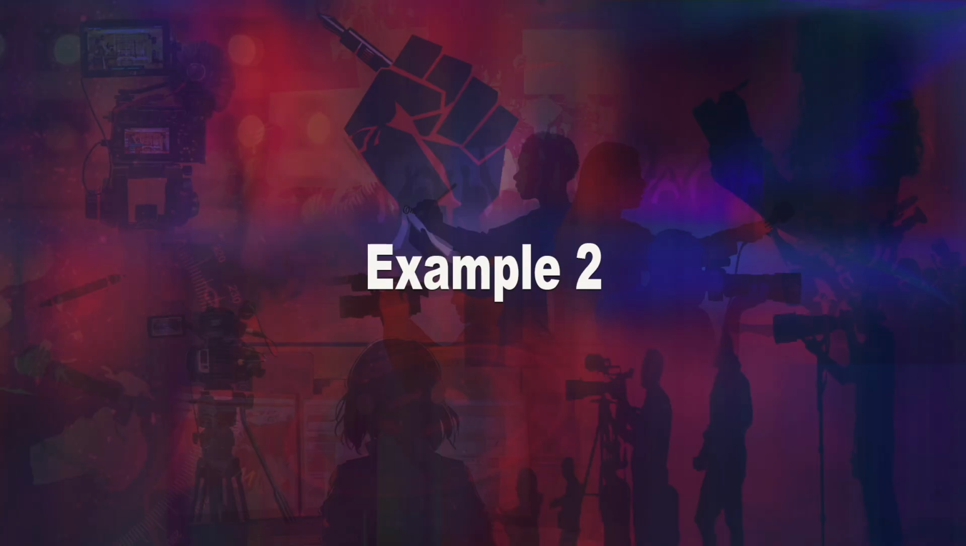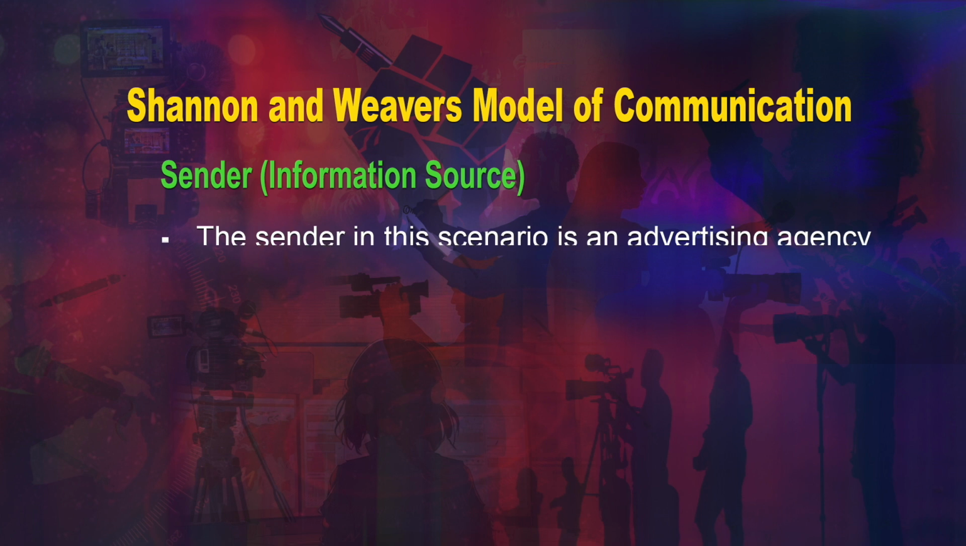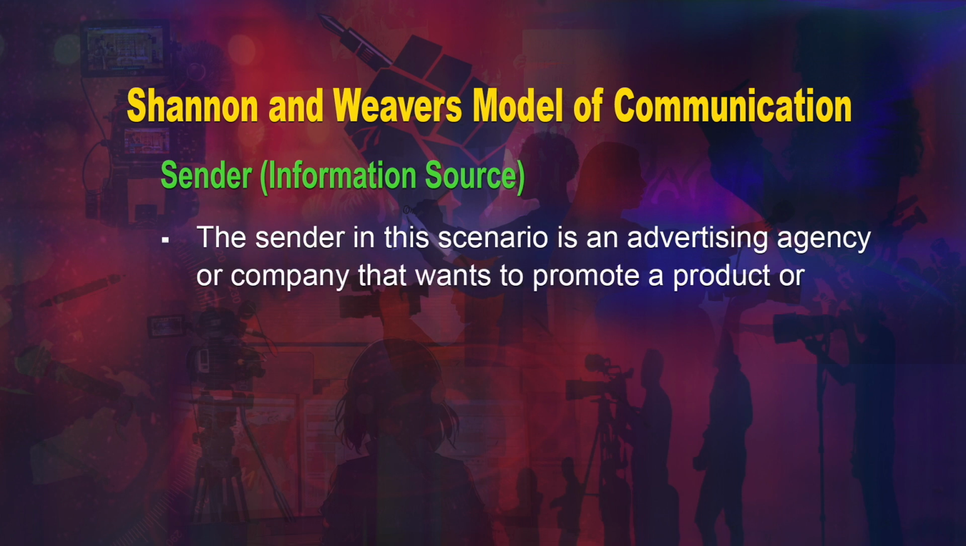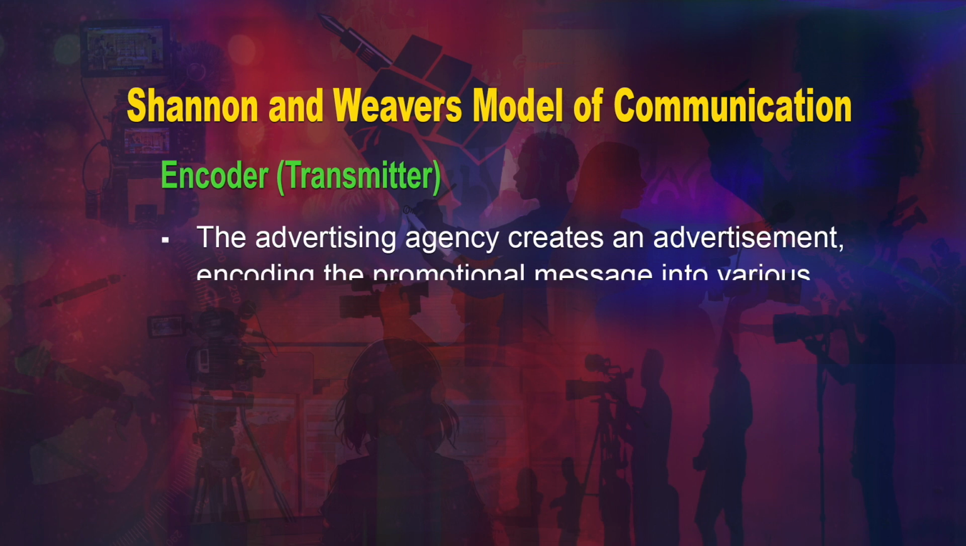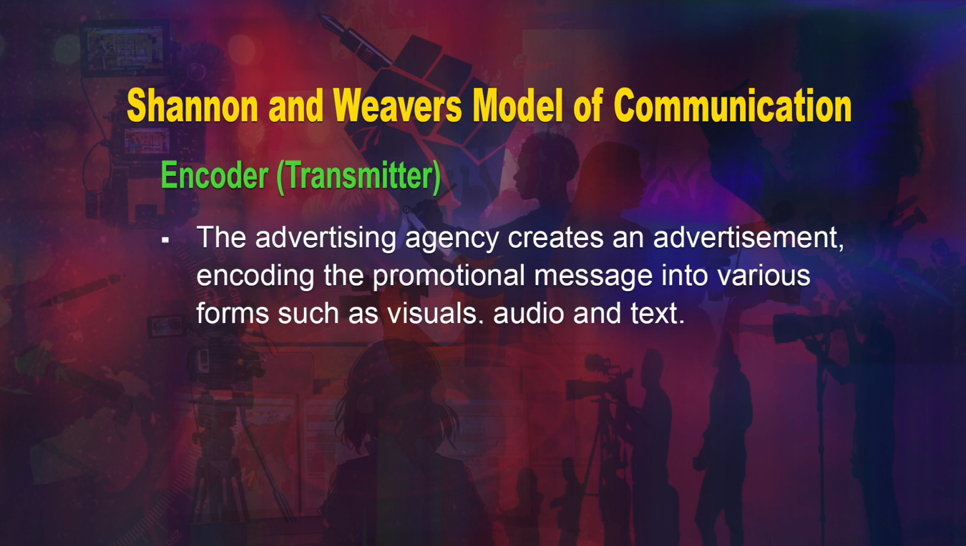The context includes various elements that shape the reception and interpretation of broadcast. Example 2. Sender, who is the information source. The sender in this scenario is an advertising agency or company that wants to promote a product or service. Encoder, that is the transmitter, is the advertising agency creates an advertisement encoding the promotional message into various forms such as visuals, audio and text.